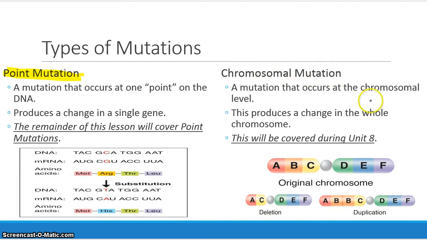This is a mutation at the chromosomal level, and so remember we talked about how DNA might look like this. But then we talked about how it winds itself up really tightly into this little shape that we called a chromosome. And so when the mutation is on the chromosome, then that's what we call a chromosomal mutation. We'll talk about that whenever we get into genetics in Unit 8.